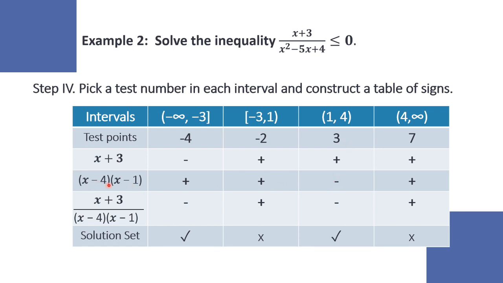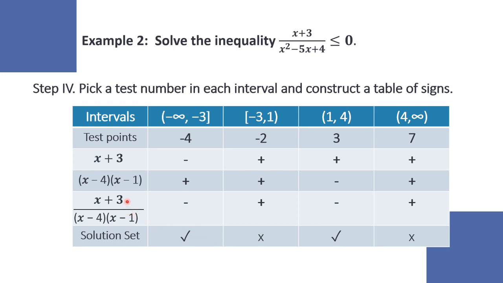Next test point is 3. 3 minus 4 is negative 1. 3 minus 1 is 2. So negative 1 times positive 2 is negative 2. Negative here. Then the test point is 7. 7 minus 4 is 3. Then 7 minus 1 is 6. So 3 times 6 is 18. Positive 18 here.